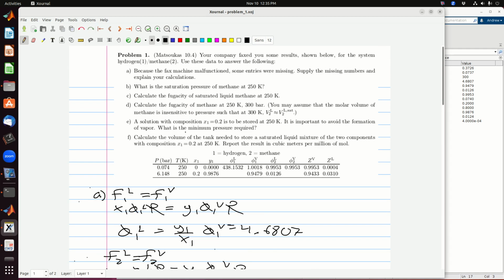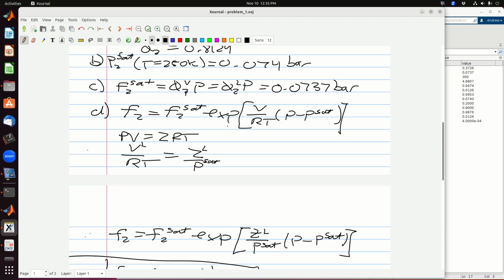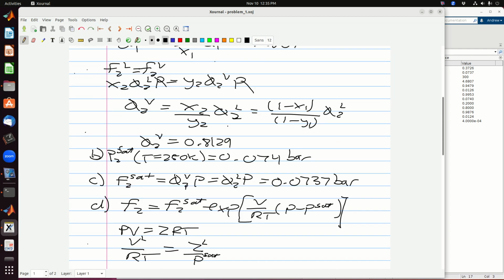Now E, we have a solution with composition x1 equals 0.2 that's to be stored at 250 Kelvin. It's important to avoid the formation of vapor. What is the minimum pressure required? Okay, cool. So we have a solution with a composition x1 equals 0.2 that's to be stored at 250 Kelvin. It's important to avoid the formation of vapor. What is the minimum pressure required? Okay, how I'm going to answer this, let me label it, this is E.